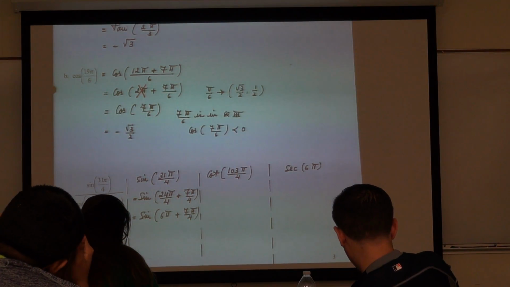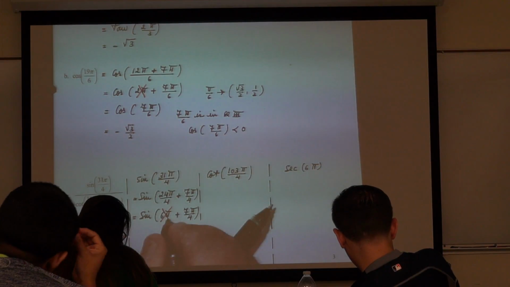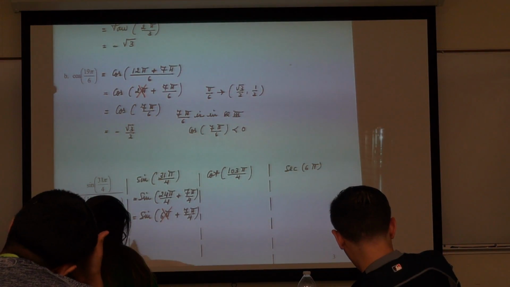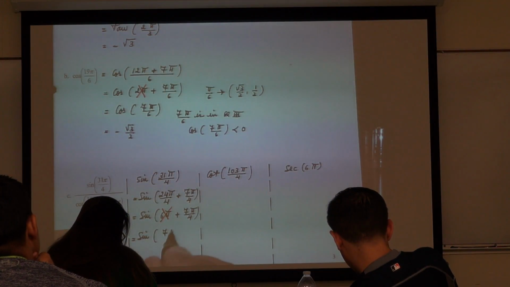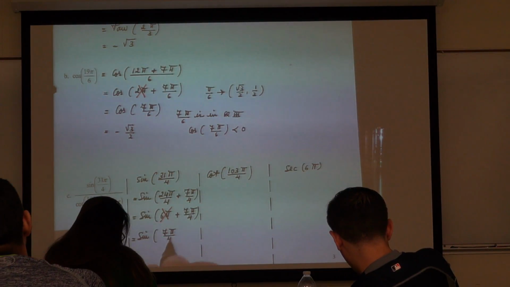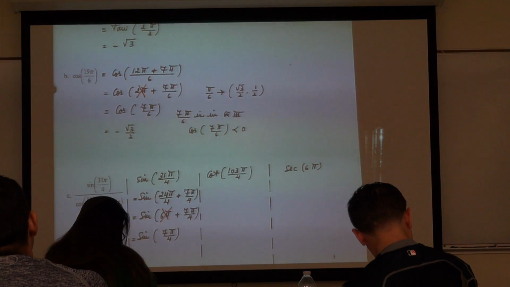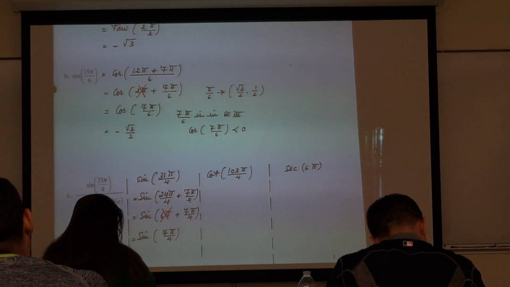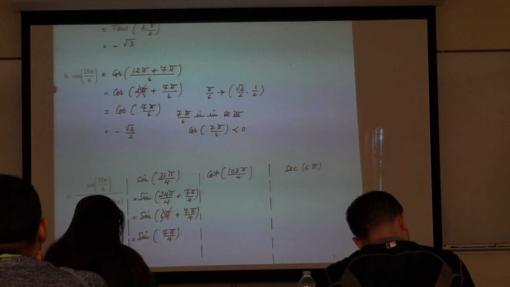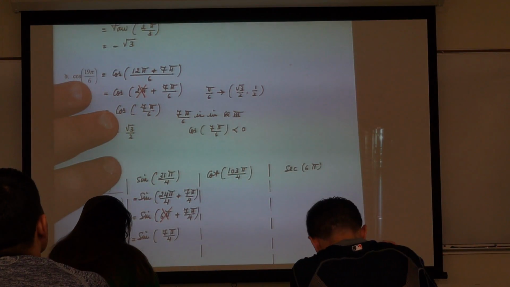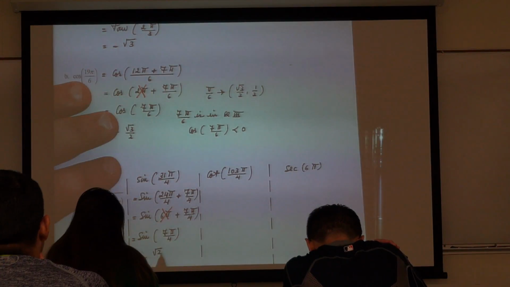Is 6 pi a multiple of 2 pi? Yes. So this is really just sine of 7 pi over 4. Where is 7 pi over 4? It's in quadrant 4. In quadrant 4, the sign is negative, right? So what's my answer here? Negative square root of 2 over 2.